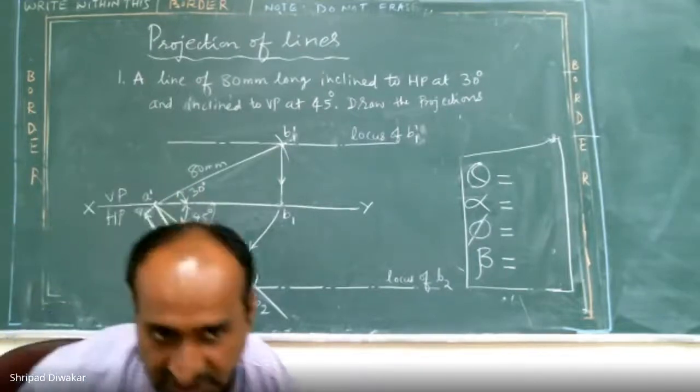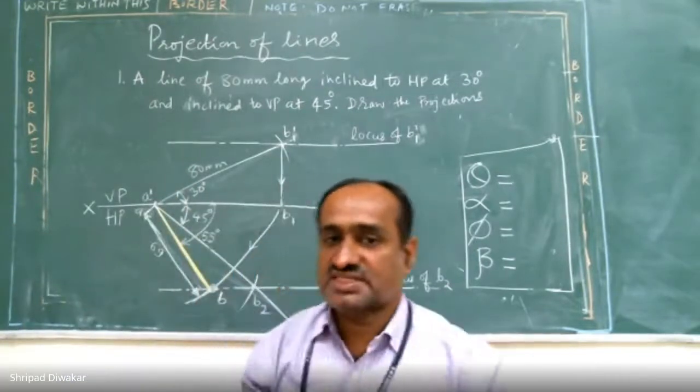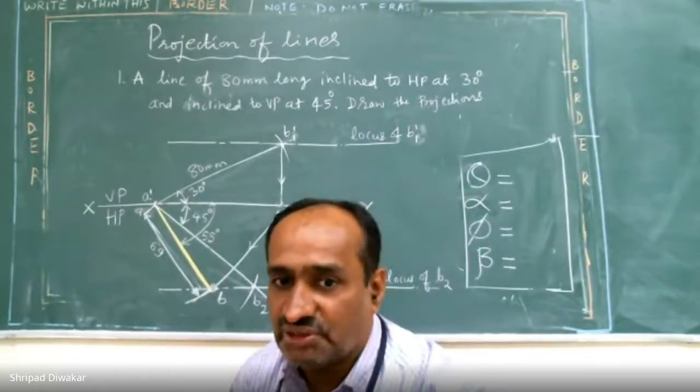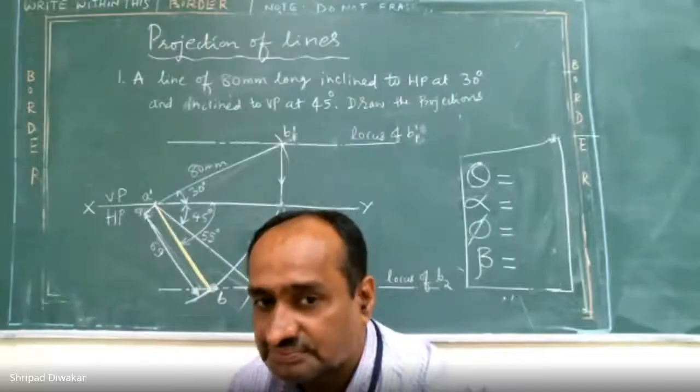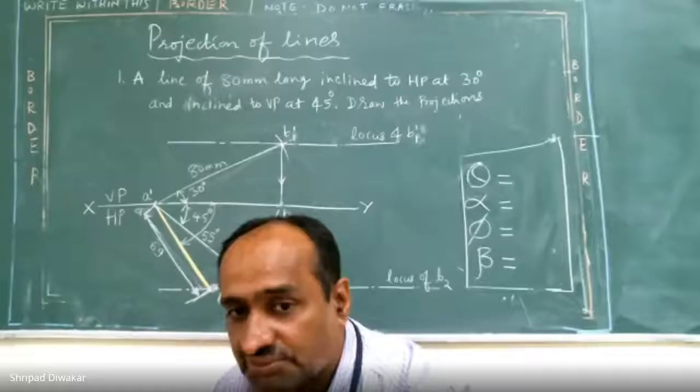Can you tell me how to proceed next? I have added only the top view. How to add the front view? From B2 to A, we have to draw a perpendicular line. Good. Then take A dash and that will be B2 as radius, and draw an arc upwards, up to the locus of B1 dash.